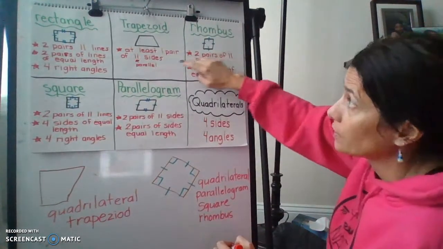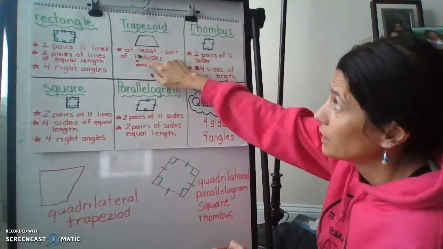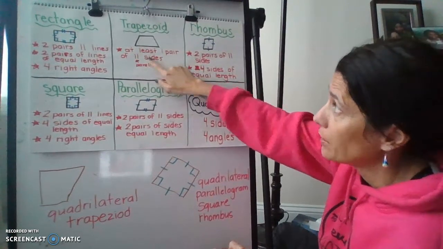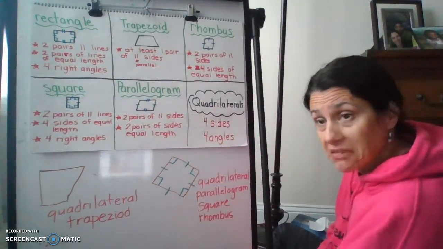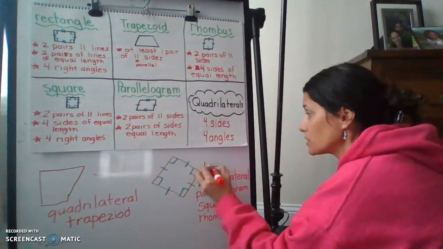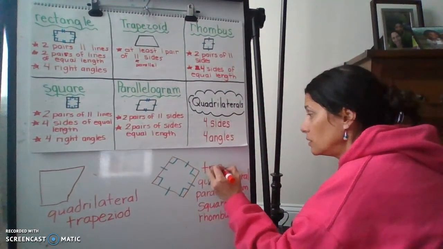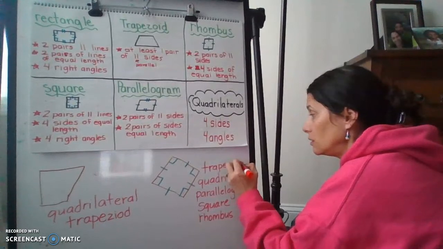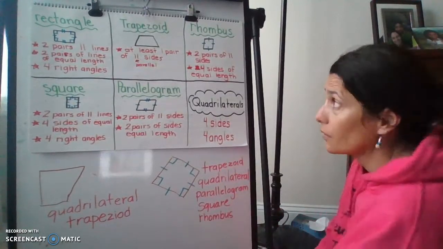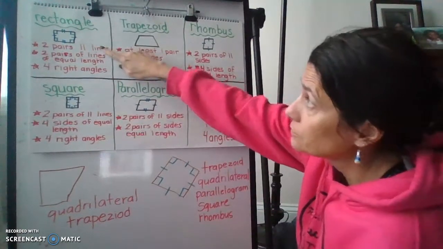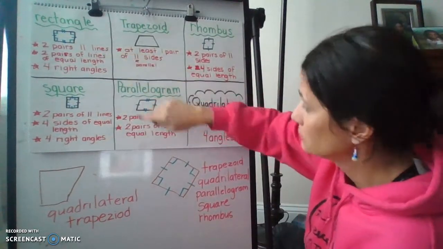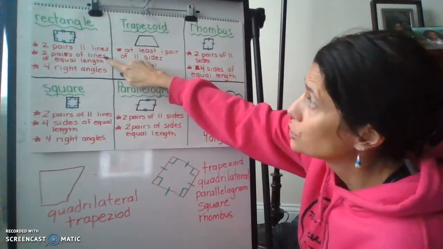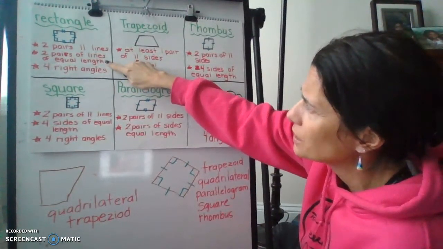All right, let's keep going. A trapezoid. At least 1 pair of parallel sides. Do we have at least 1 pair of parallel sides? Yeah, so it can be called a trapezoid too. All right, and the last one. Rectangle. 2 pairs of parallel lines. Yes. 2 pairs of lines with equal length.